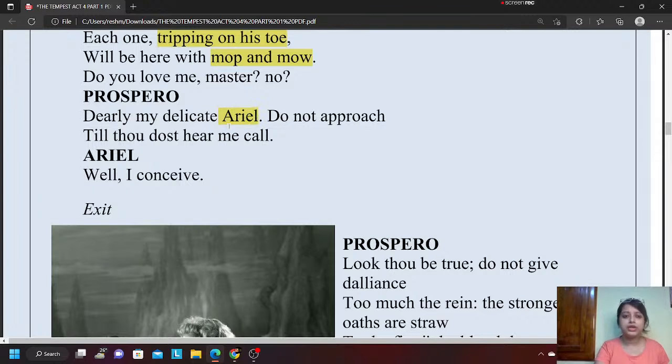Do not approach till thou dost hear me call. So do not come here before you are called. Wait, when I call, only then you come in the scene. Well, I conceive. Conceive means, okay, I understand. I have understood the whole plan. So the meaning of conceive is understand. Exit. So Ariel leaves the place. Why does he leave the place? So that he can call the other spirits to this place.